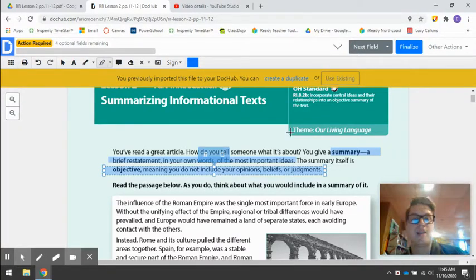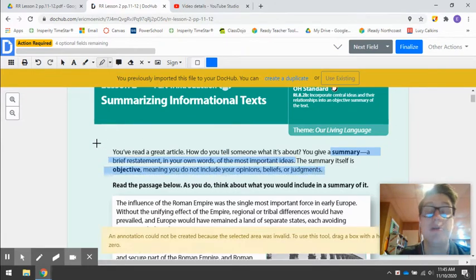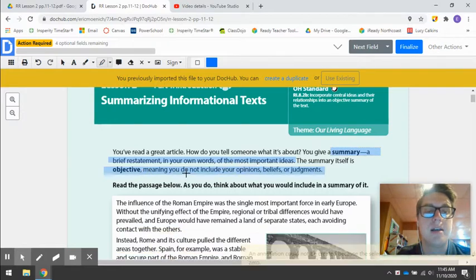So where we left off from the first one is we read through this first little paragraph, and it gives us some bold-faced words, which tells us that they're giving us some definitions. So of course, I always like to highlight the word and its definition so that I know what I'm doing moving forward and what the words mean, right? So summaries are a brief restatement in our own words of the most important ideas. An objective, which is what a summary should be. Objective means that there's no opinions, beliefs, or judgments. So in a summary, it's only the facts.